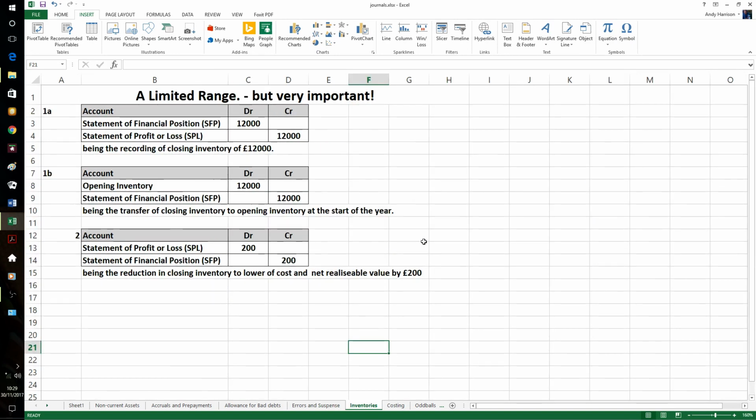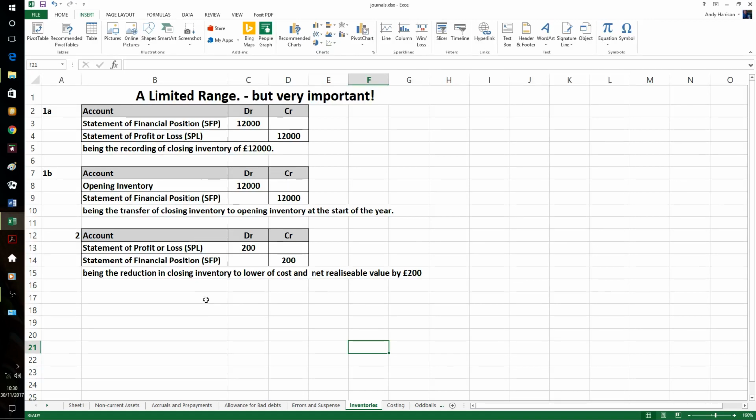Back to ones where there's a limited range. Very important, of course, that you know for exams that we debit the statement of financial position and credit the statement of profit and loss for closing inventory. And then at the start of the year, you won't see this so often, but actually we do need to transfer it. It was, of course, an asset account in the statement of financial position. We need to turn it back into our expense accounts.